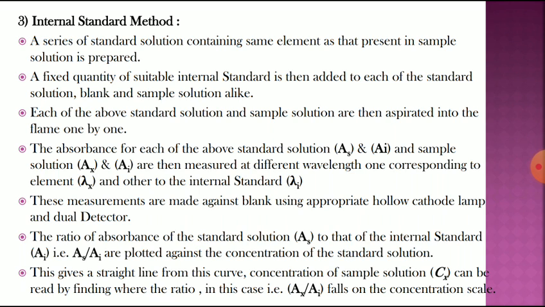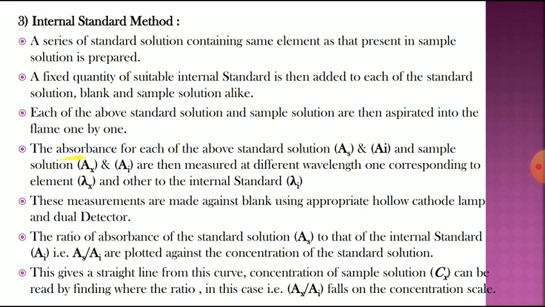In the previous method, we added varying amounts of the standard, but in this case a fixed quantity of the internal standard will be added into the blank, sample solution and our standard solutions. In these three solutions, we have to add a suitable internal standard. Each of the above standard solutions and sample solution are then aspirated into the flame one by one. That means all the above solutions we have to keep into the atomic absorption spectrophotometer one by one.